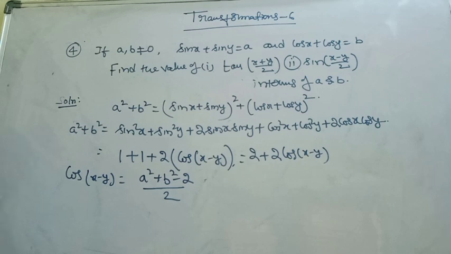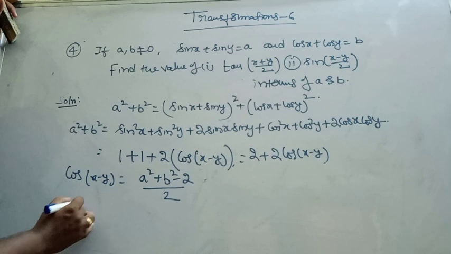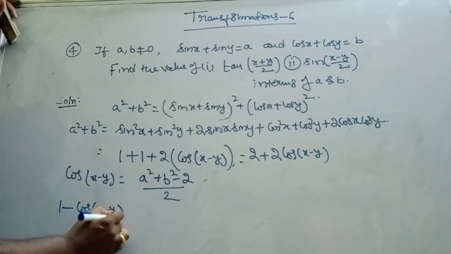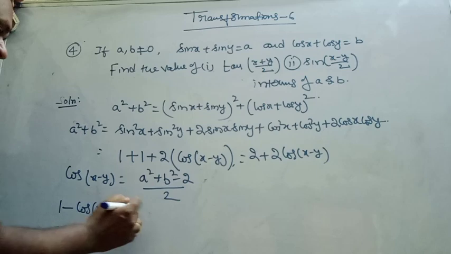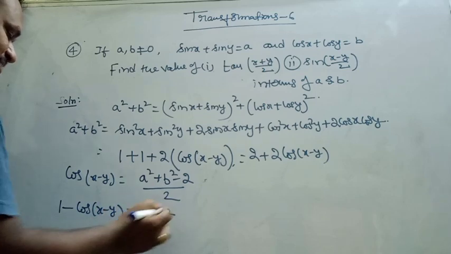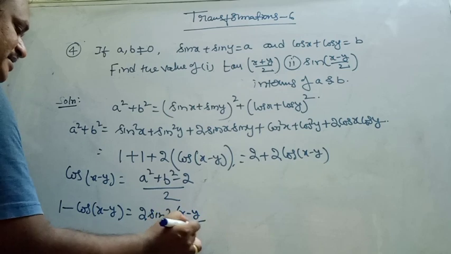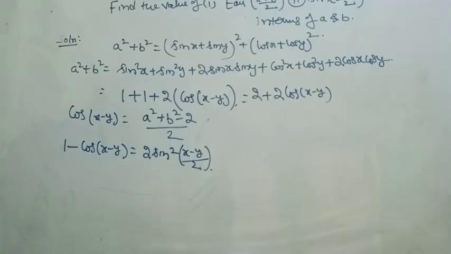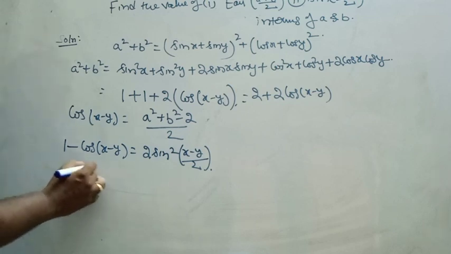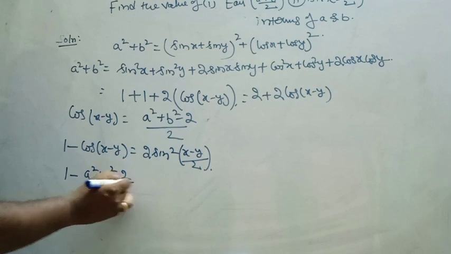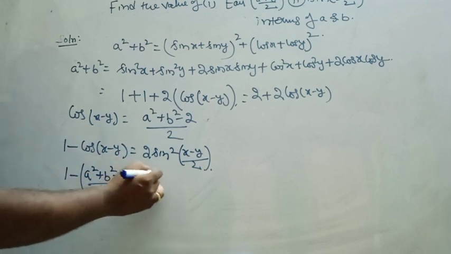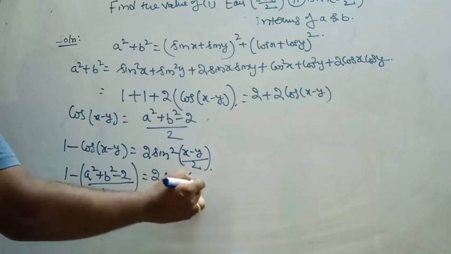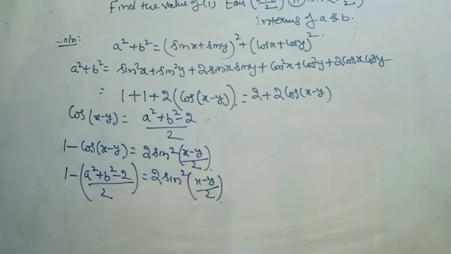We know that 1 minus cos theta is equal to 2 sin square theta by 2. That means 1 minus cos of (x minus y) is 2 sin square (x minus y)/2. Wonderful. Now by using this, once again I am repeating, 1 minus cos theta is equal to 2 sin square theta by 2. That means 1 minus (a square plus b square minus 2)/2, right? This is equal to 2 times sin square (x minus y)/2, like this, right?